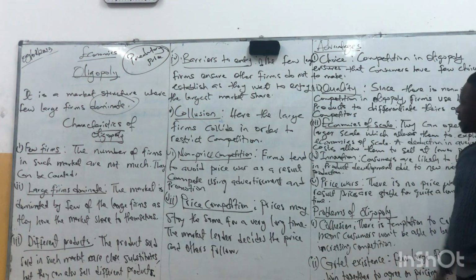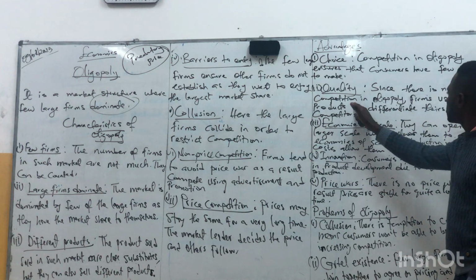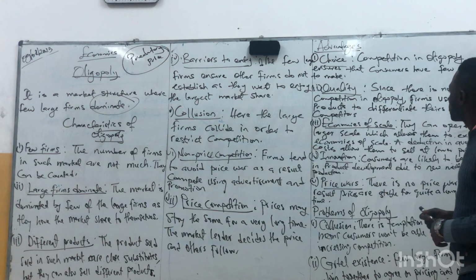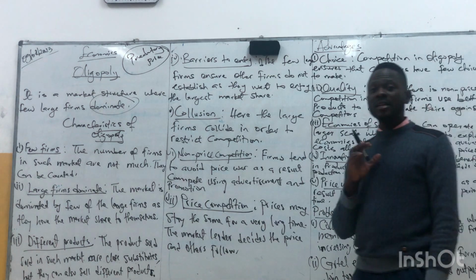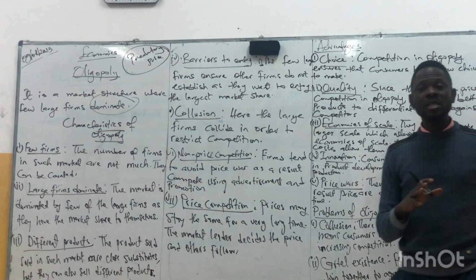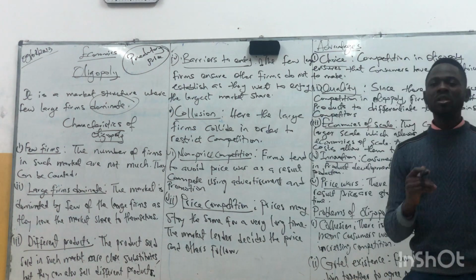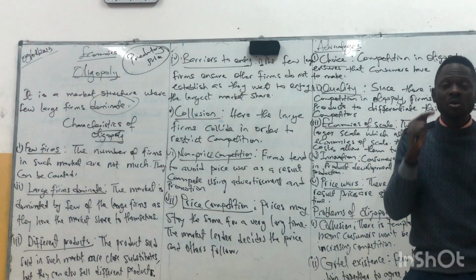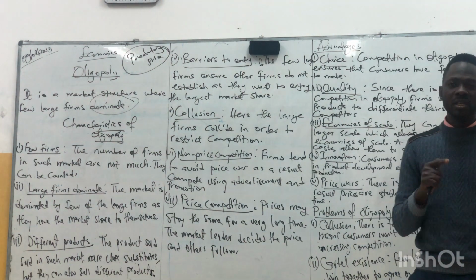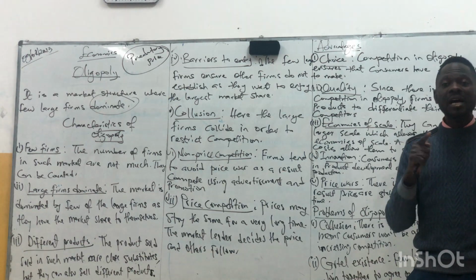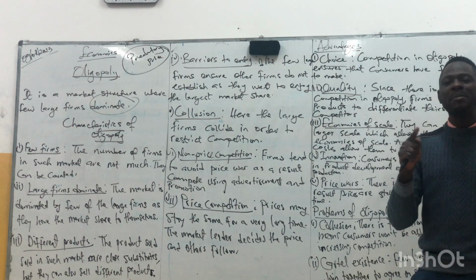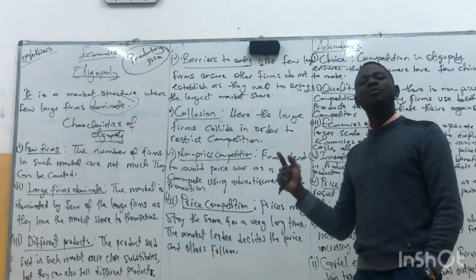Two, quality. Since there is no price competition in oligopoly, firms use better products to differentiate theirs against competitors. The second advantage of oligopoly is the quality that they produce. Since there's no price war in oligopoly, businesses have to differentiate their products by making them better than those of competitors.